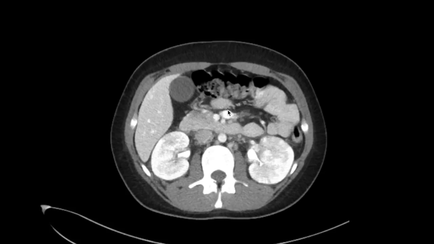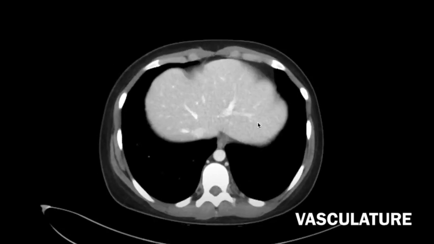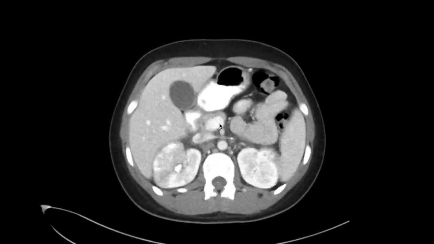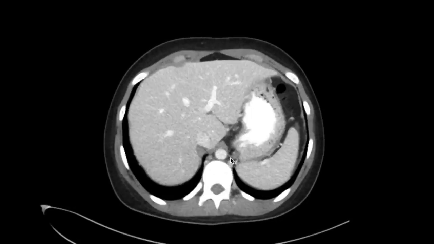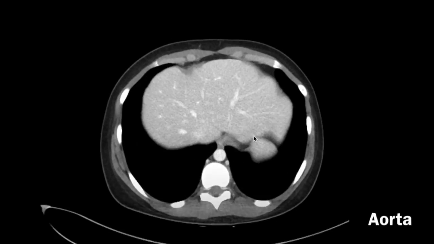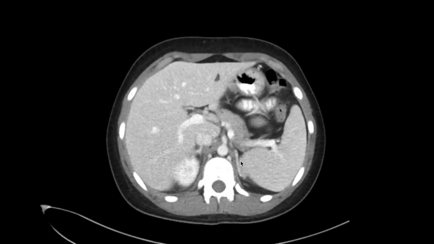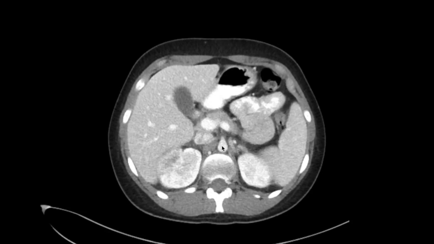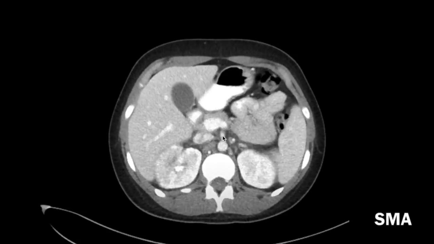Okay, let's briefly talk about the vasculature. So we talked about the hepatic veins and the portal venous system already with the SMV and the splenic vein as a quick review. Let's talk about arterial anatomy. So this is the aorta here. And as I scroll down, the first major branch in the midline is the celiac axis coming off anteriorly here. The second major branch off of the aorta, just inferior to the celiac axis, is the SMA here.